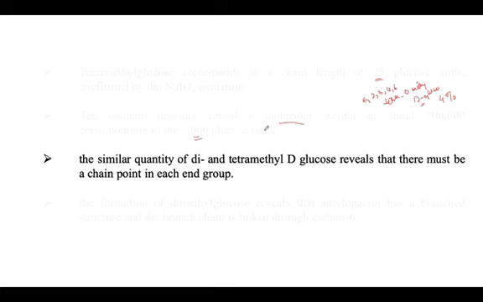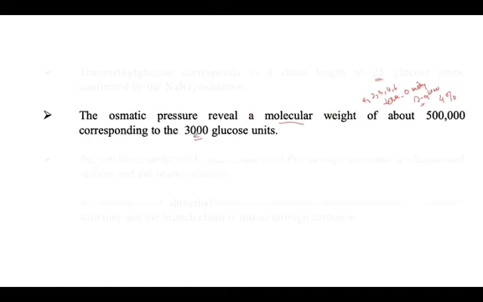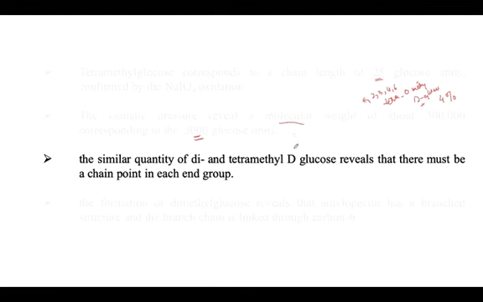Now, another point that was confirmed here is the presence of around 3,000 glucose units, which was not given in the first method, that is the sodium periodate oxidation method. That indicates that it has a branched structure, because in a branched structure a large number of glucose units is present. Then, a similar quantity of di and tetramethyl D-glucose was obtained.